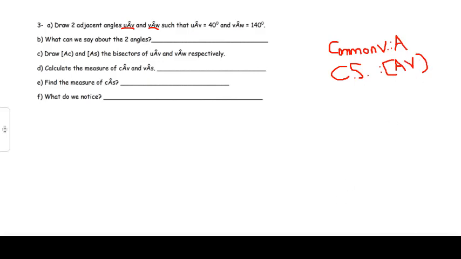So we want to draw two adjacent angles, UAV, which is 40 degrees, and VAW, 140 degrees. Let's start with the first angle, which is UAV. We start with the semiline, which is A of vertex A. The first angle is 40 degrees. AV is up. We put always the common side up. And this is U. The measure of this angle is 40 degrees. Okay? AV is the common side.